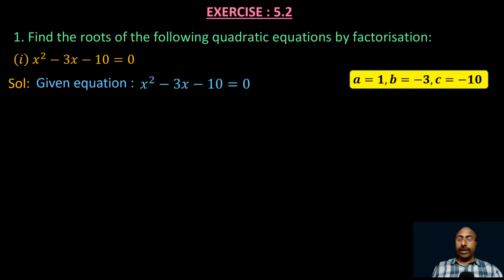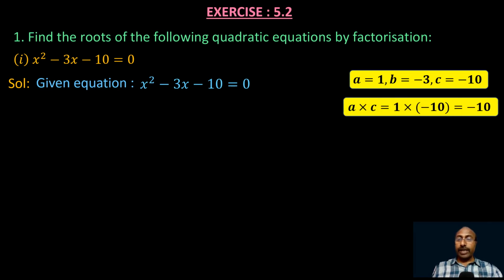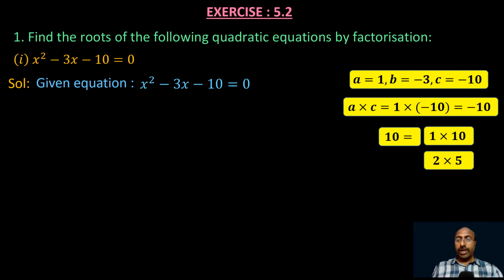Okay, so among these values, the product of a and c, that is a into c, is equal to 1 into minus 10 is equal to minus 10. And this 10 can be factorized as either 1 into 10 or 2 into 5. Now we have to choose two numbers p and q such that their sum is equal to b and their product is equal to a into c. We have to choose two numbers p and q such that p plus q is equal to b and p into q equal to a into c.